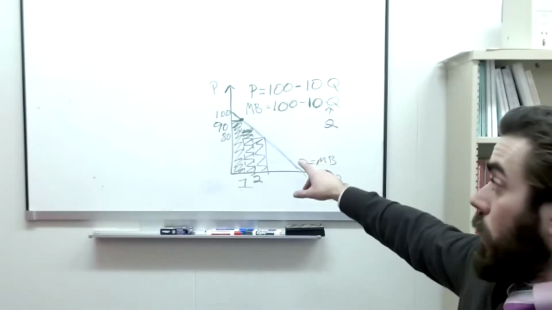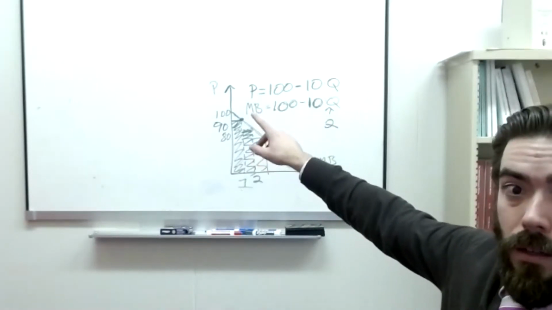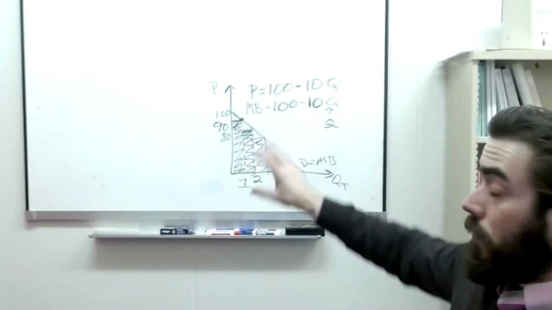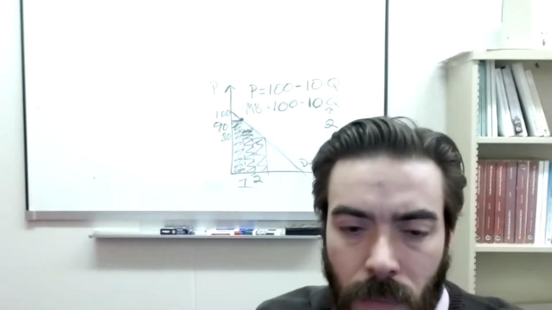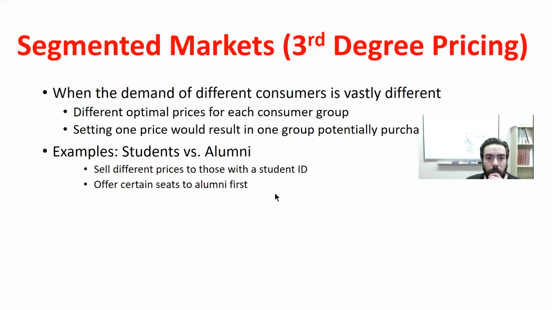But you can hopefully kind of see, like, I'm missing out a little bit here on consumer surplus, but I've turned a lot of this into producer surplus. Okay. All right. So that's quantity discounting.